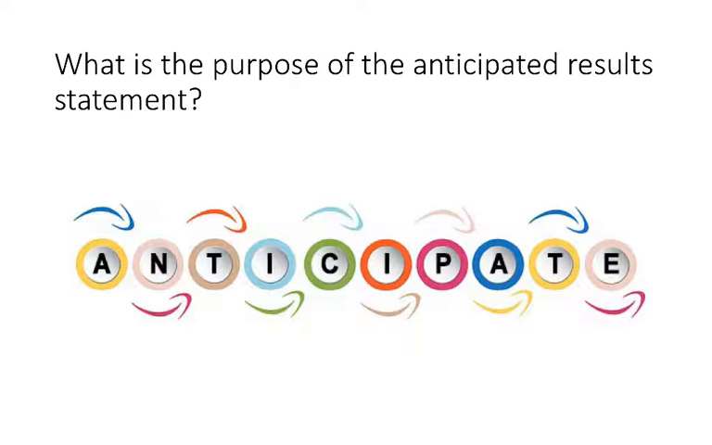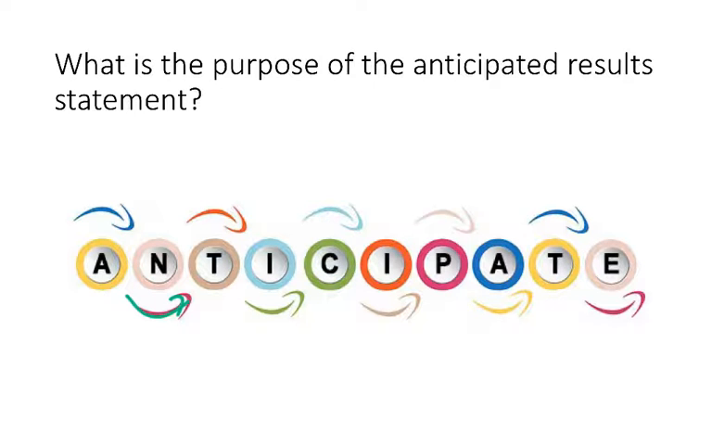So let's think first of all about the purpose of the anticipated results statement. In this image here, I think what is trying to be shown is this idea that anticipating is thinking about what is going to come next. As you're going through each one of these letters in the word anticipate, you're trying to think of what that next letter is going to be. So when you're anticipating something, it hasn't happened yet. When you're writing this proposal, you haven't done the study yet, right? So we don't know for sure what the results are going to be.